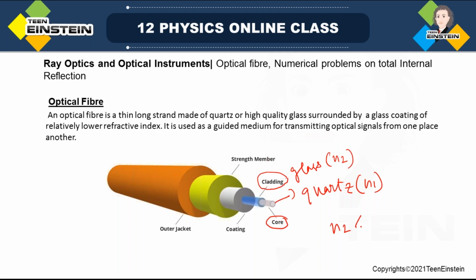N2 is actually lesser than N1. That means the core material of the optical fiber has a greater refractive index, and this is the coating, the buffer coating. It is called the buffer coating.